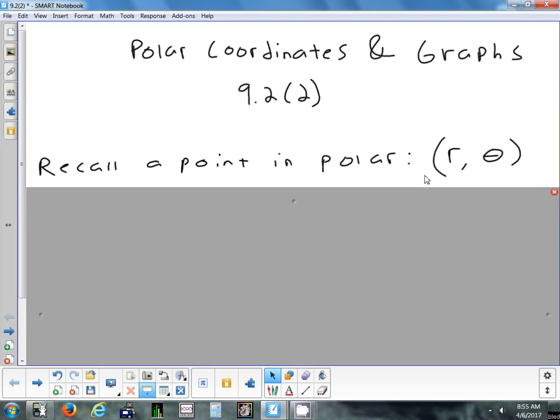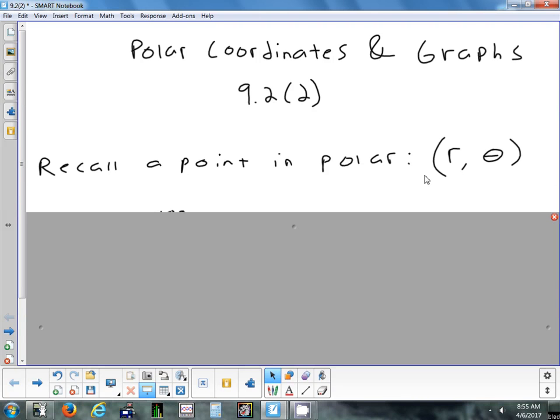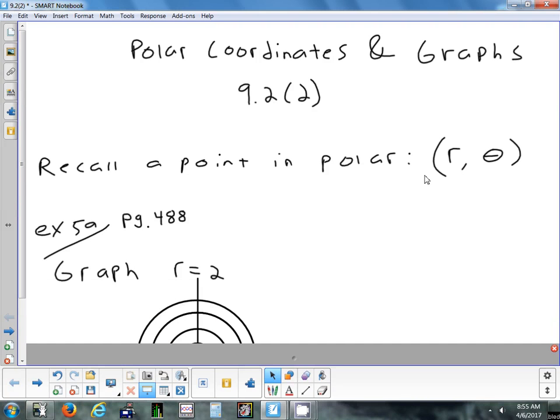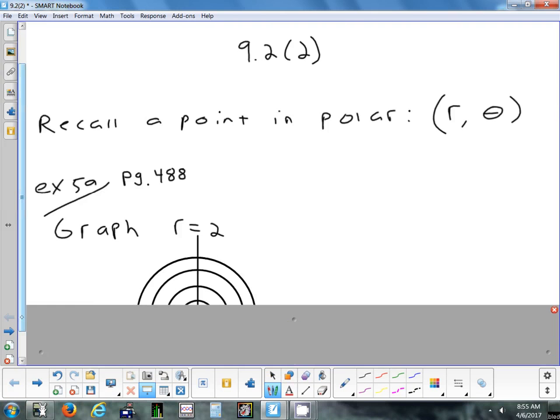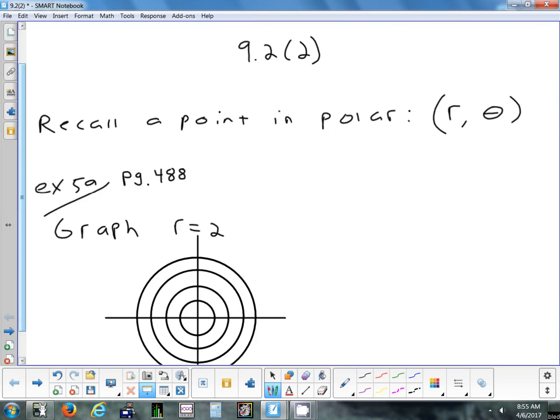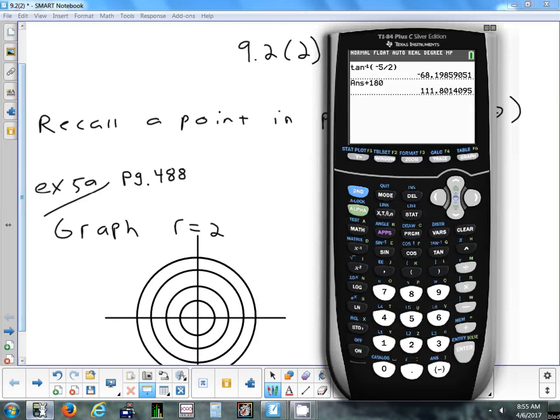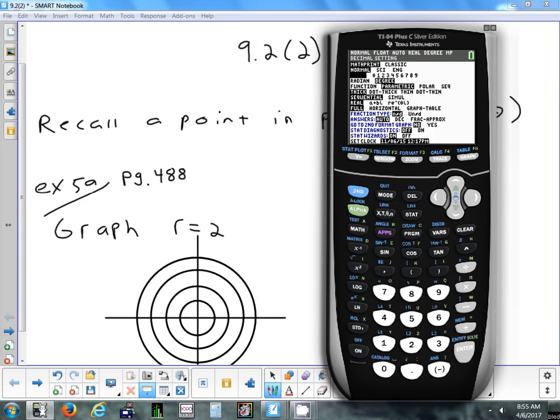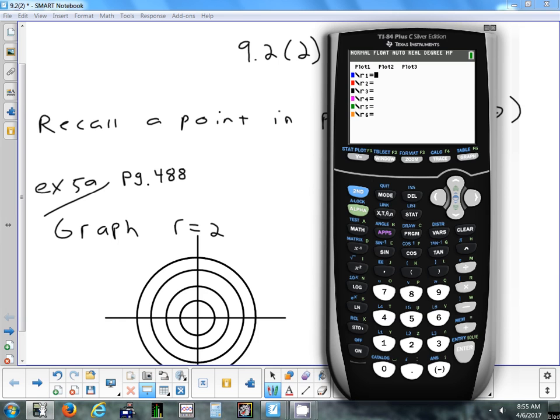So just remember, when you have a point in polar, they give you a radius and they give you an angle. What I'm going to do is graph the equation r equals 2. You might be looking at that and thinking, usually we graph things that say y equals. Well, if it's r equals, that tells you you're graphing in polar. The first thing you have to do is change your mode to polar.